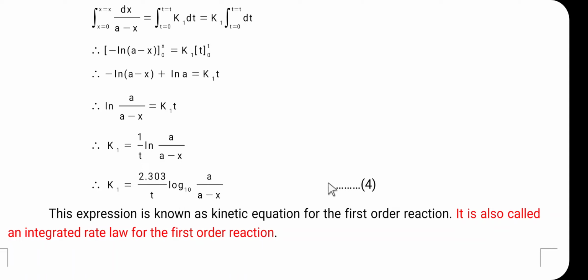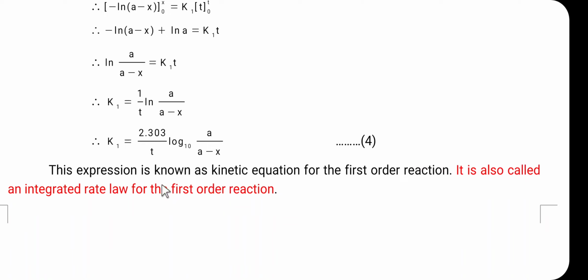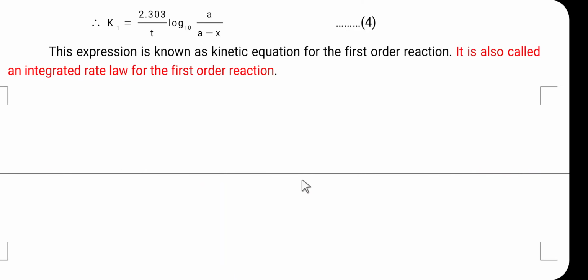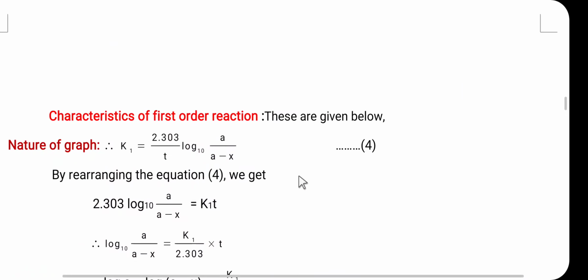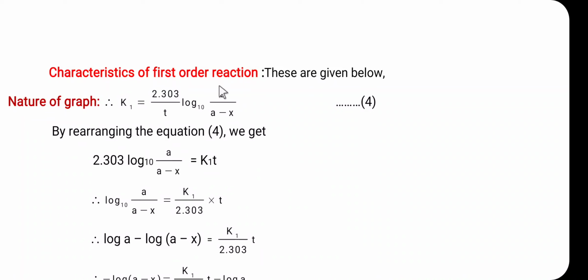This is equation number 4, and this is the expression for the velocity constant for the first order reaction. It is also known as the kinetic equation for the first order reaction. Then the next point is the characteristics of first order reaction. These are given below. Let us consider them one by one.